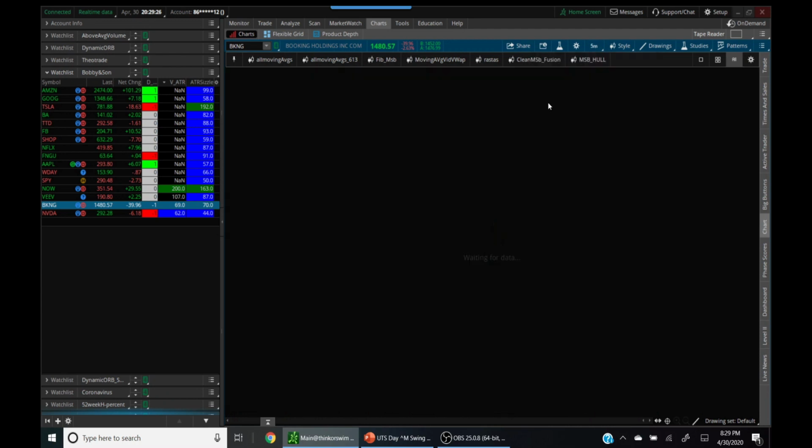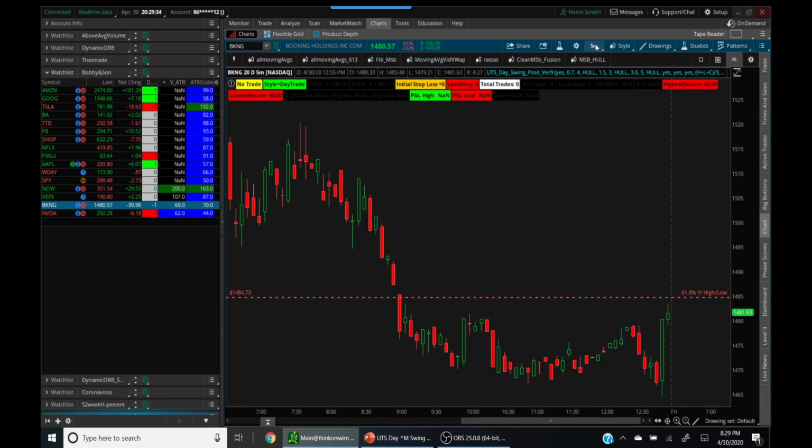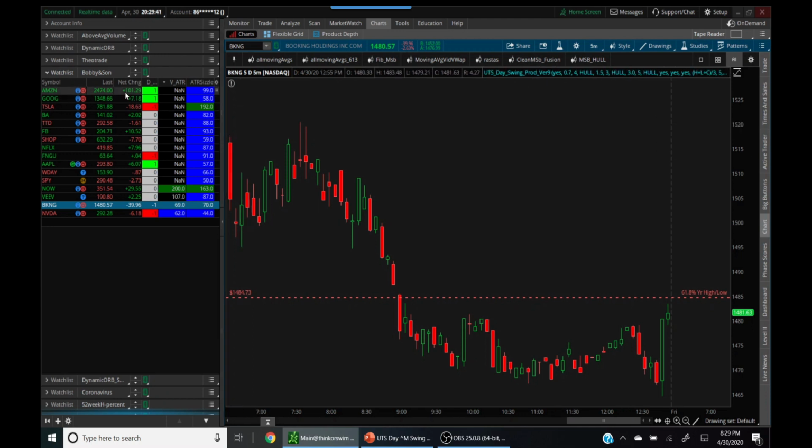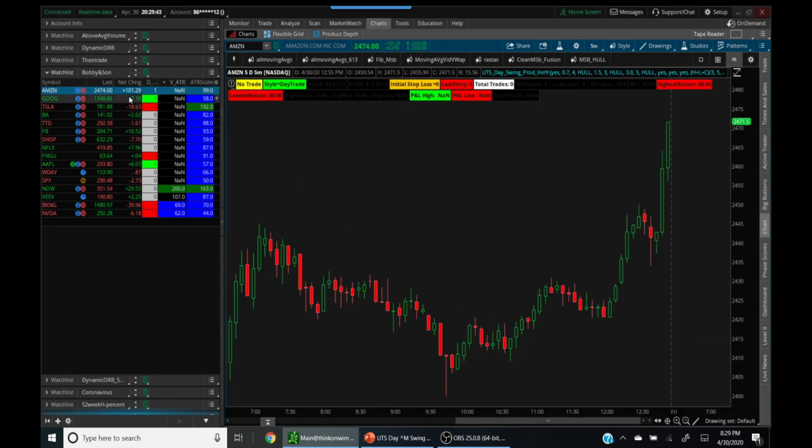So let's just look at the 5-minute chart and see how well this system has done, because in general what I have seen, and we can even go to a smaller time frame, right? Instead of 20 days, let's just go to 5 days. So basically we're looking at a week's worth of data now. That's pretty much it, right?